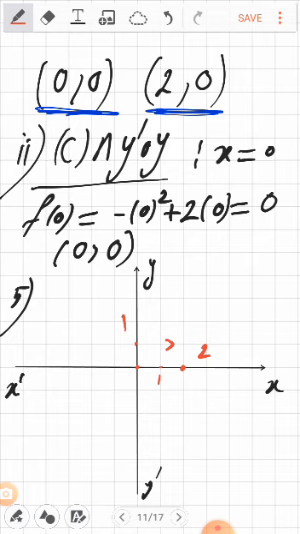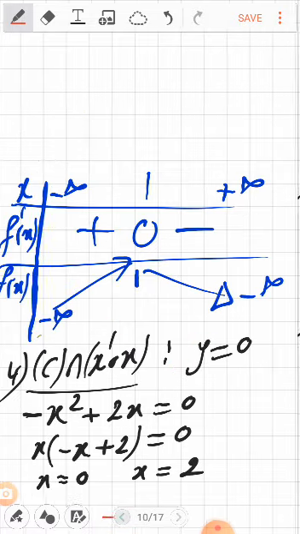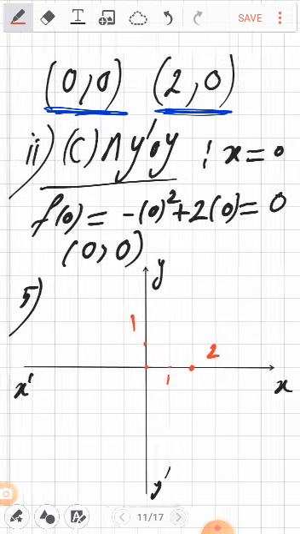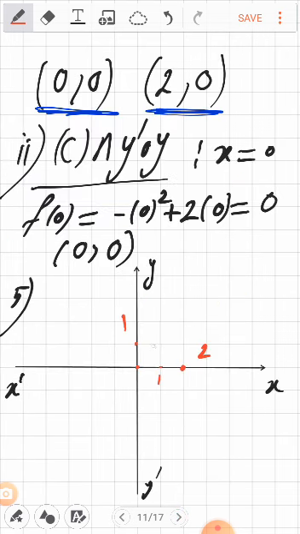Also let us locate this point 1, 1. 1, 1 is a point of maximum. At this 1, 1 there is a maximum. نعملها هيك. And the point of intersection with y-axis is also 0.